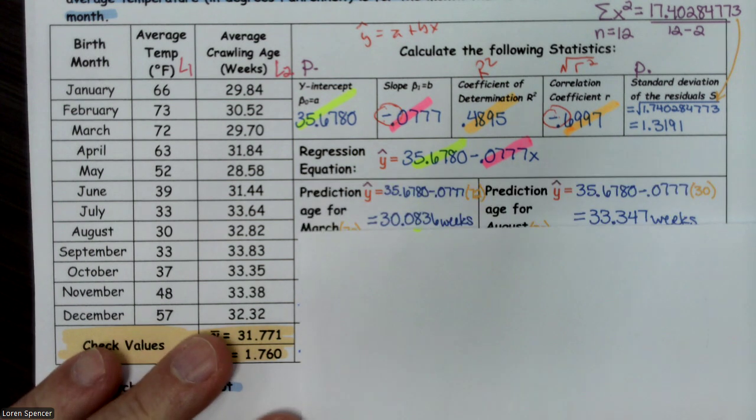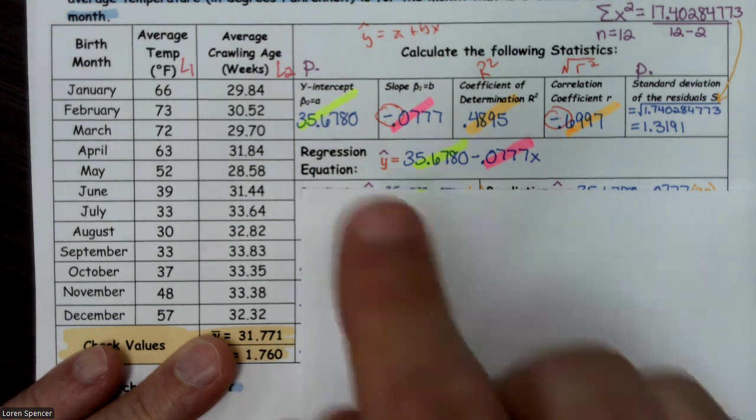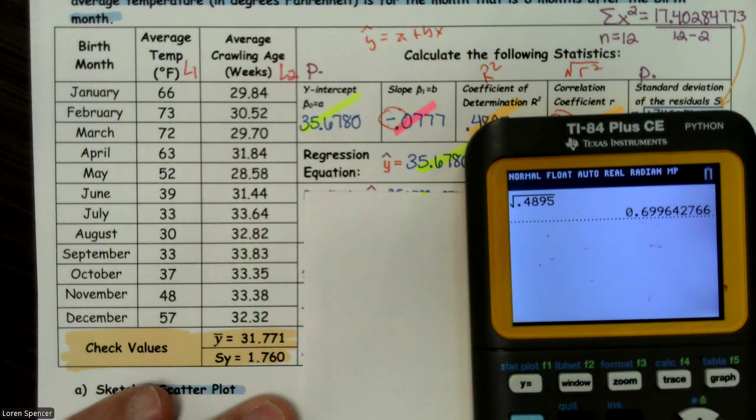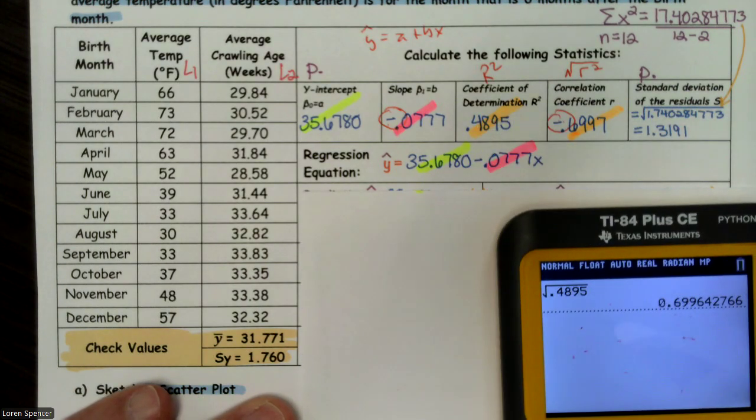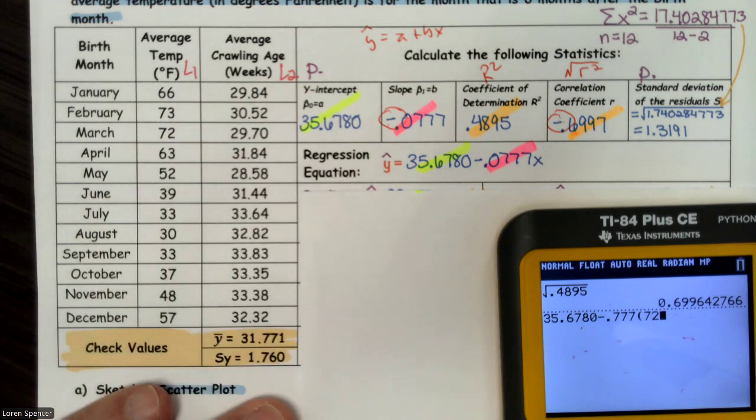Next thing we need to do is predict the age for March. Well, March's temperature was 72. So we're going to write our regression equation and plug it in: 35.678 minus 0.077 parenthesis. March was 72. So we plug that in, parenthesis.